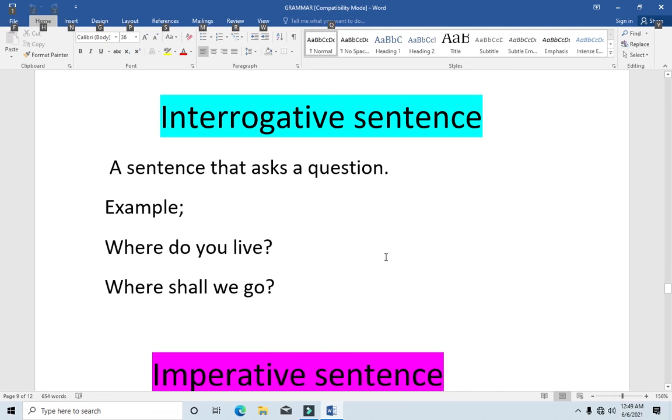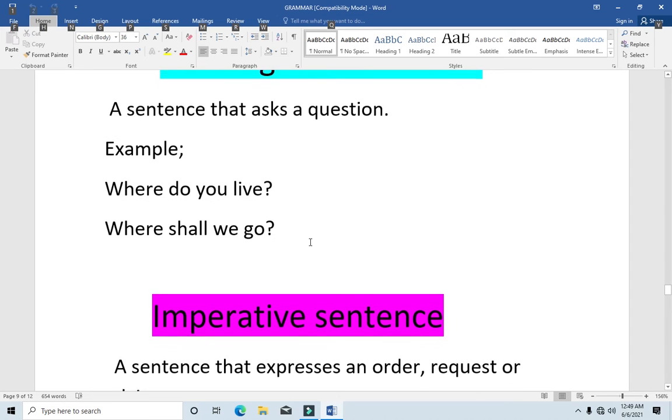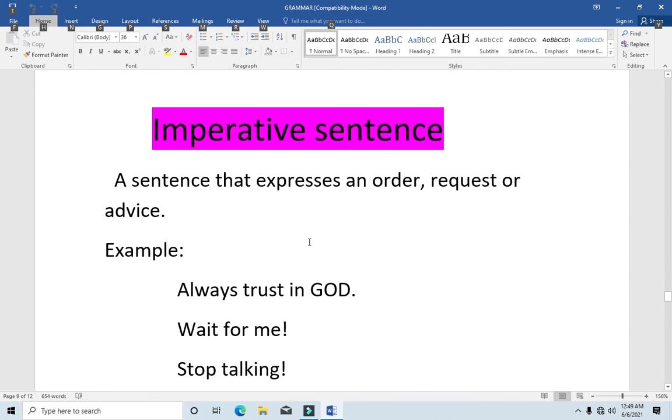So now the other topic is interrogative sentence. Definition: a sentence that asks a question. For example, where do you live? Where shall we go? So these are the examples of interrogative sentences and these examples ask a question.